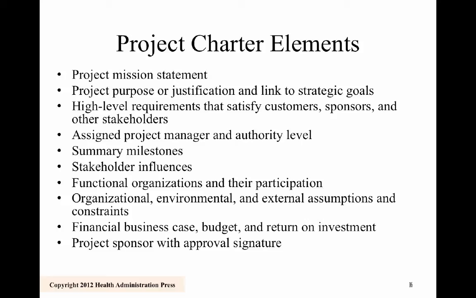You'll have stakeholder influences, functional organizations, so who's participating, what organizations are involved, and then some assumptions, some financial aspect to this, and then you ultimately have your project sponsor with the signature. So I would encourage everybody who has project charters to get more than just the sponsor's signature, but have signatures from all parties that are key players in this project. Okay, so if the ED is involved in this project, you might want to get a couple key players from the ED to sign off on this.